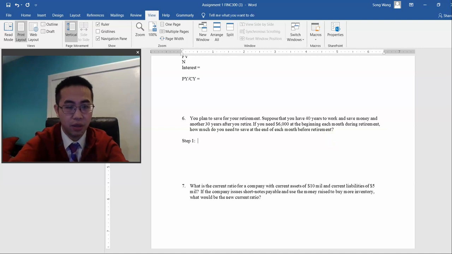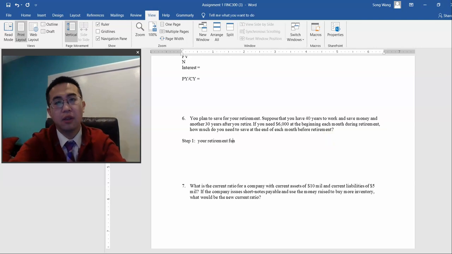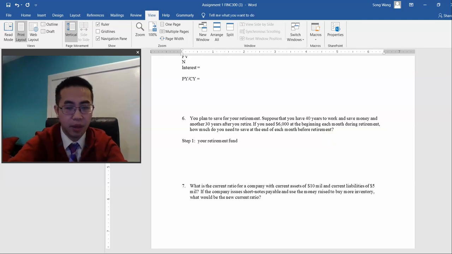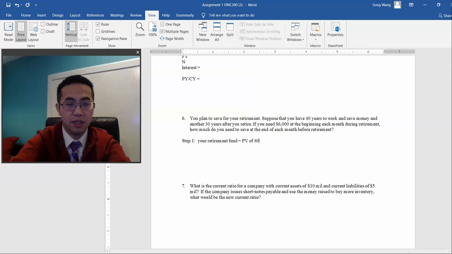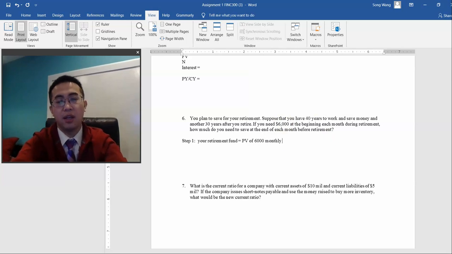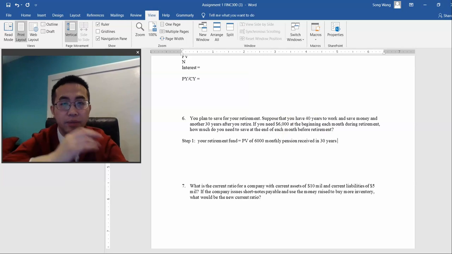So your money at retirement should be the present value of the $6,000 you will receive in the next 30 years. It's the present value of a $6,000 monthly pension received in 30 years.